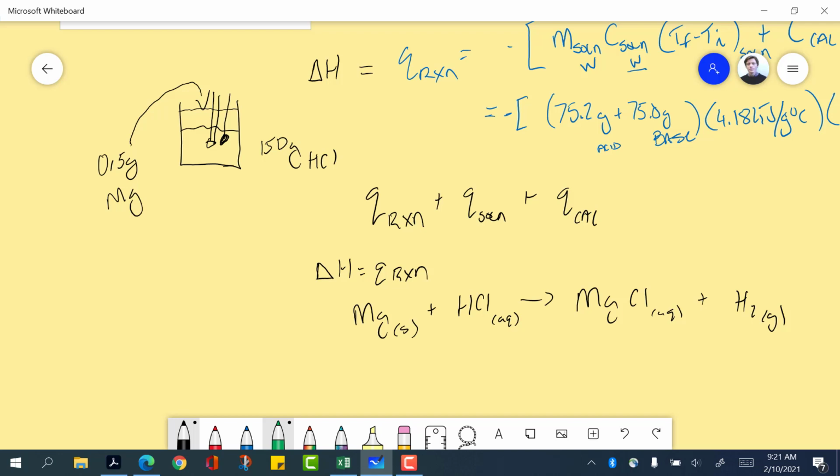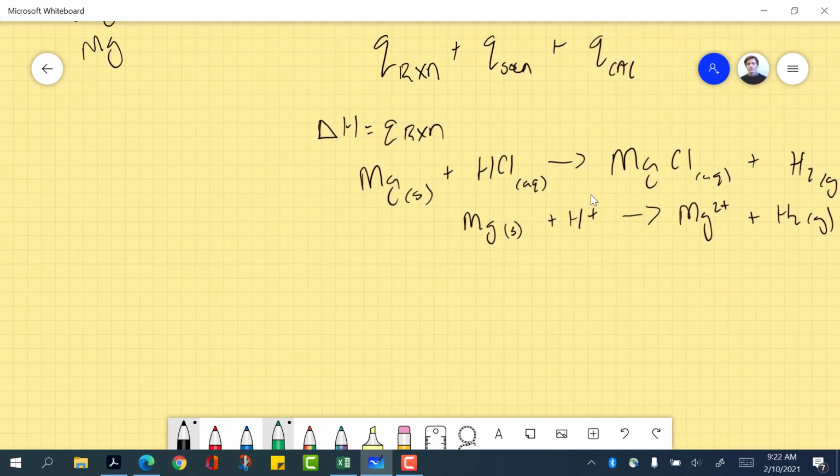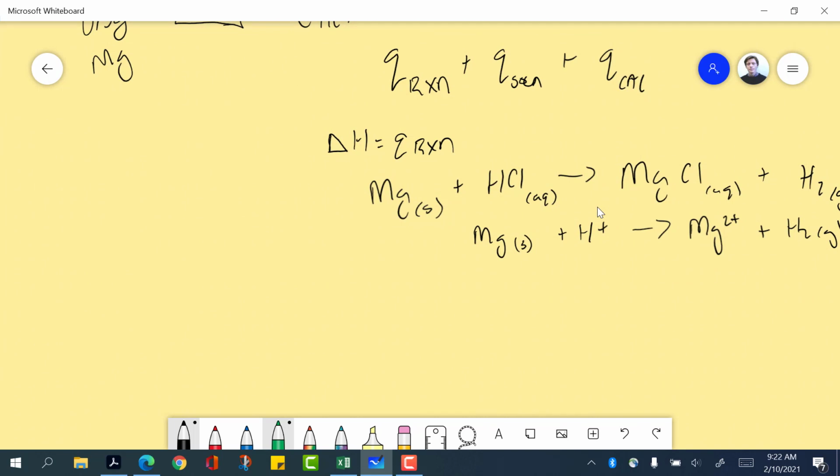And what's basically happened is we get magnesium, H plus, magnesium 2 plus, H2. Right, the chloride is just a spectator in the reaction. And we calculate this. We're going to find the heat of the reaction just like we did before.